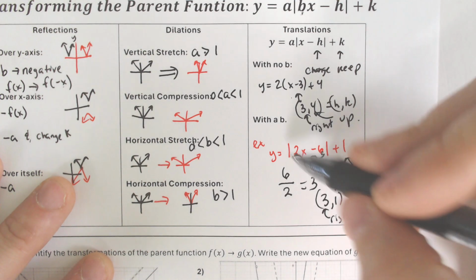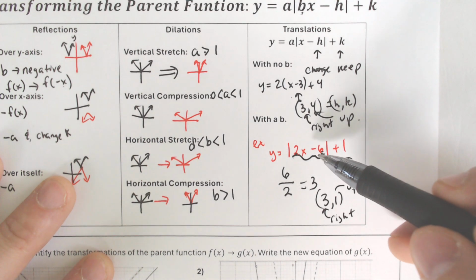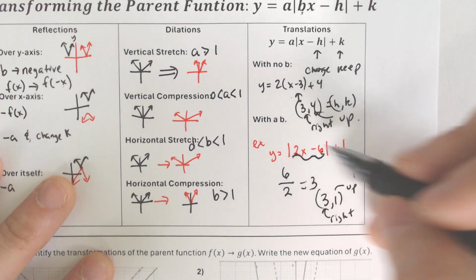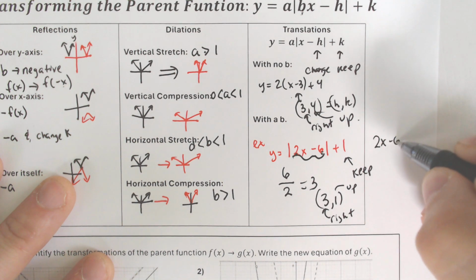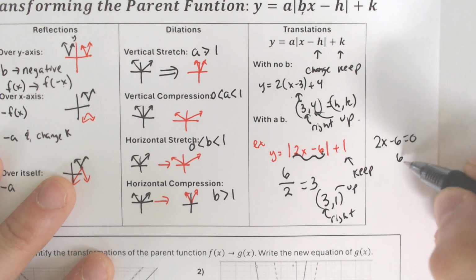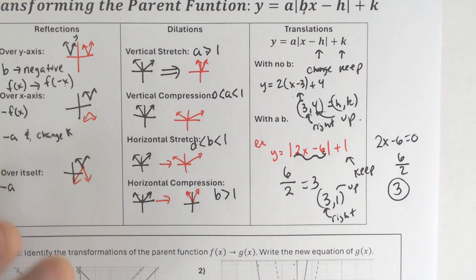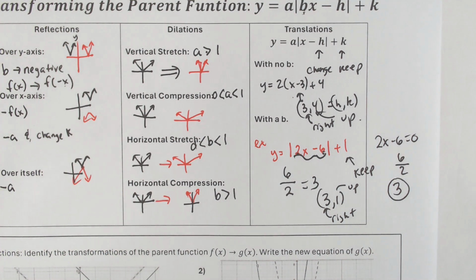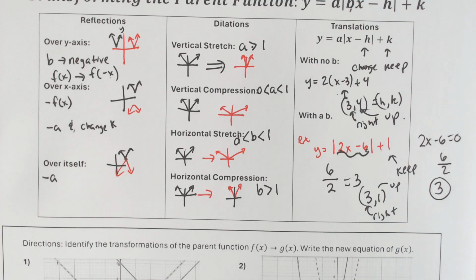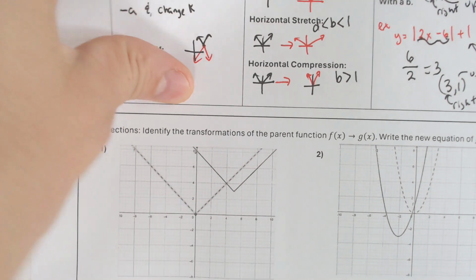Another way you could do it, rather than just saying change the sign and divide by 2, you can always just set the 2x minus 6 equal to 0, and whatever you get from that ends up being the value of the vertex. It's not a change the sign if you set it equal to 0. Setting it equal to 0 forces you to change the sign. Okay, so those are all the transformations, dilations, and reflections. Let's do some examples for them.